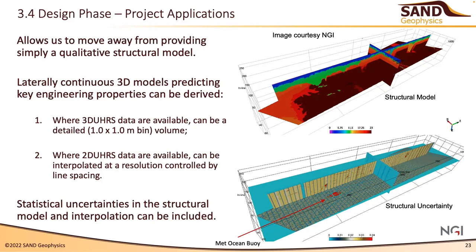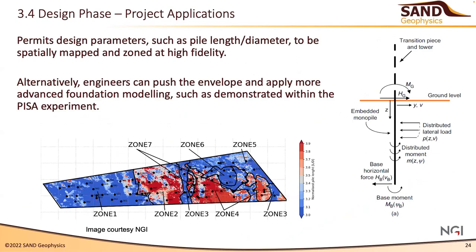And then, of course, that can be used by the engineers to do a variety of different things. For example, these data were used in this case to generate design parameters. Sometimes quite simple, high-level design parameters like pile length-diameter ratio, mapped out across the whole wind farm area. That could then be subdivided into zones so that you could come up with a pile length-diameter ratio that's appropriate for each of those zones.